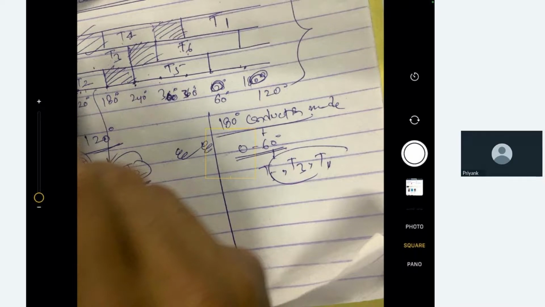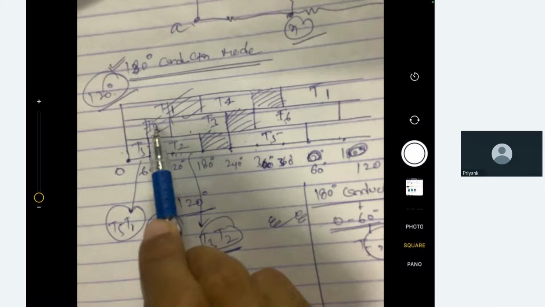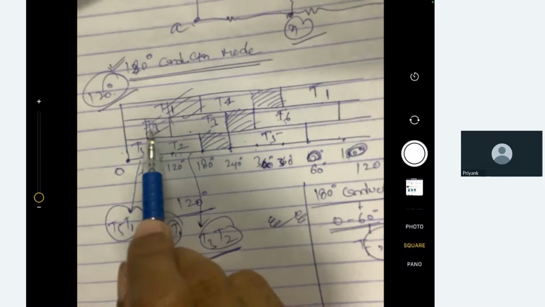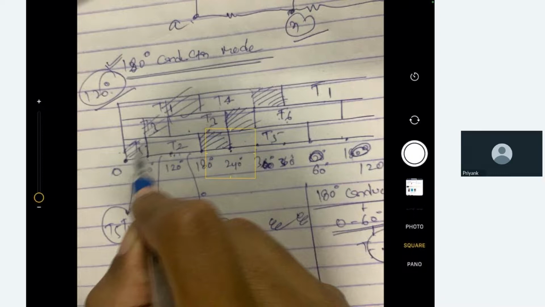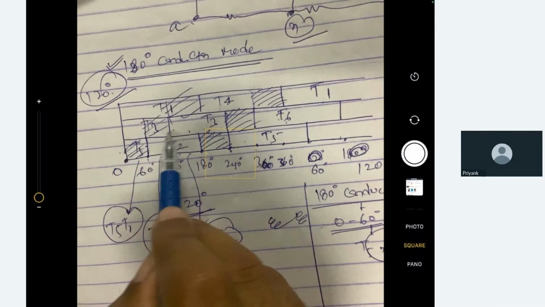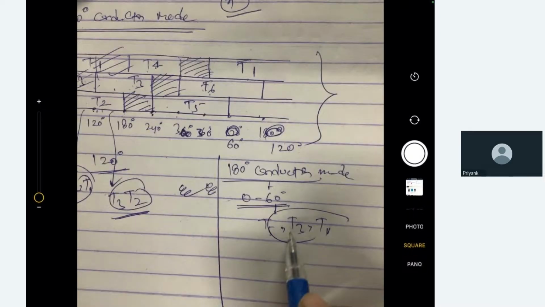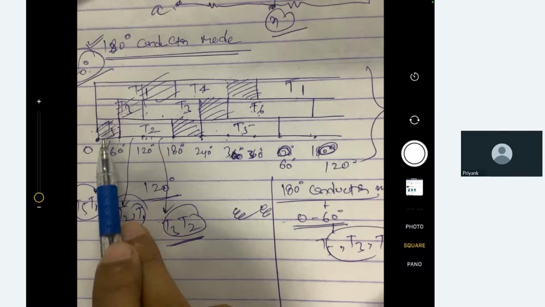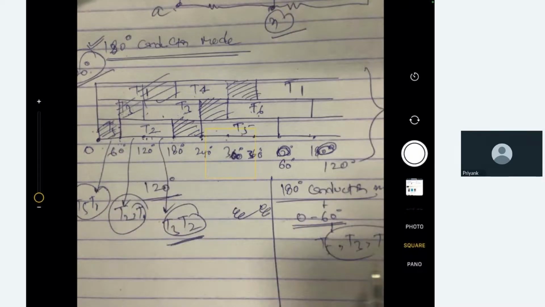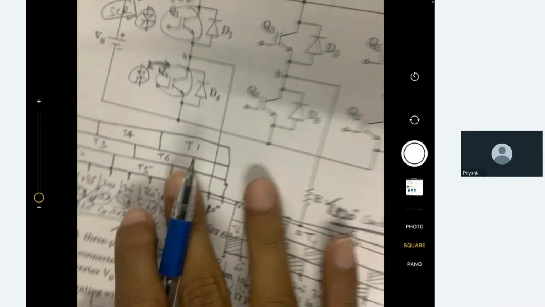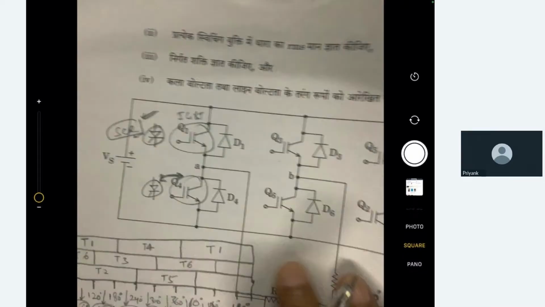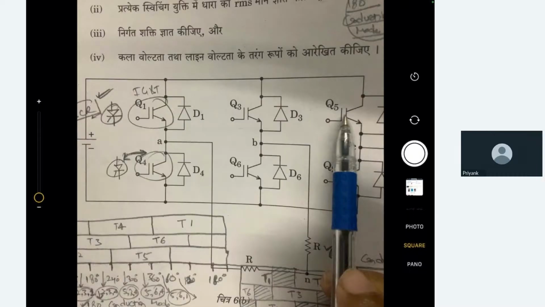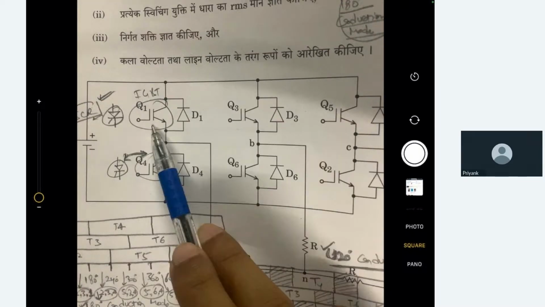For 180 we will not have this part. For 120 we will have this part missing, and for 180 we are having it full. So for 180 degree conduction mode, from 0 to 60 degree, the three switches T5, T3 and T1 are conducting. Right, so let's redraw the diagram. These three are actually conducting for 0 to 60.